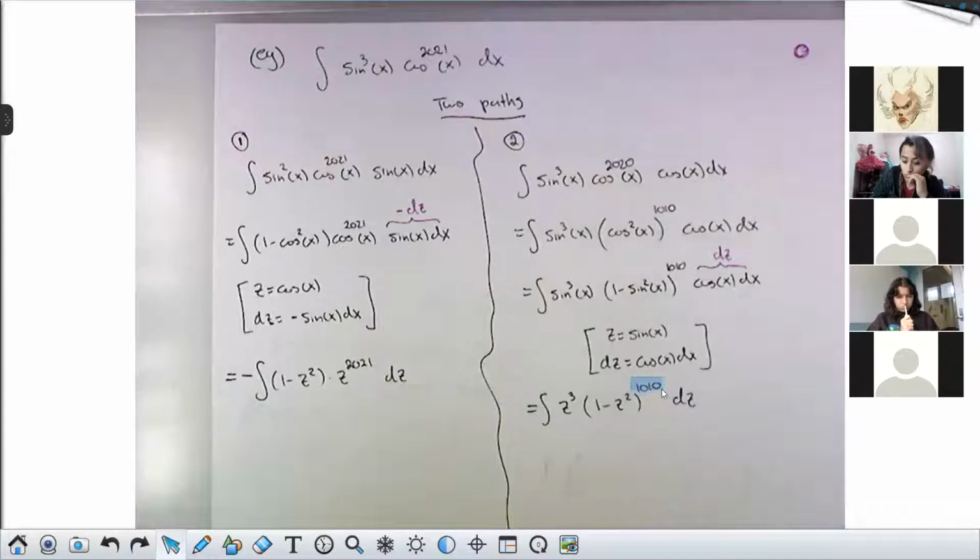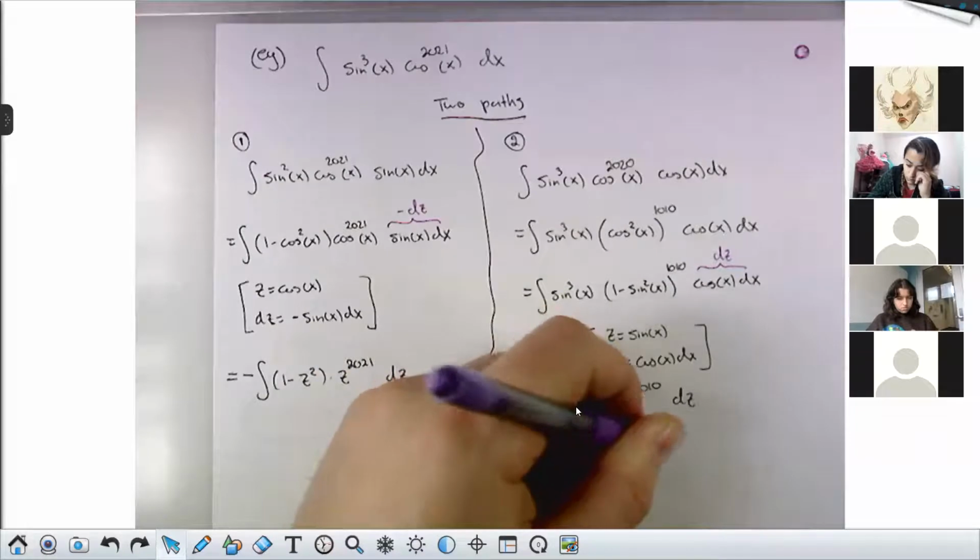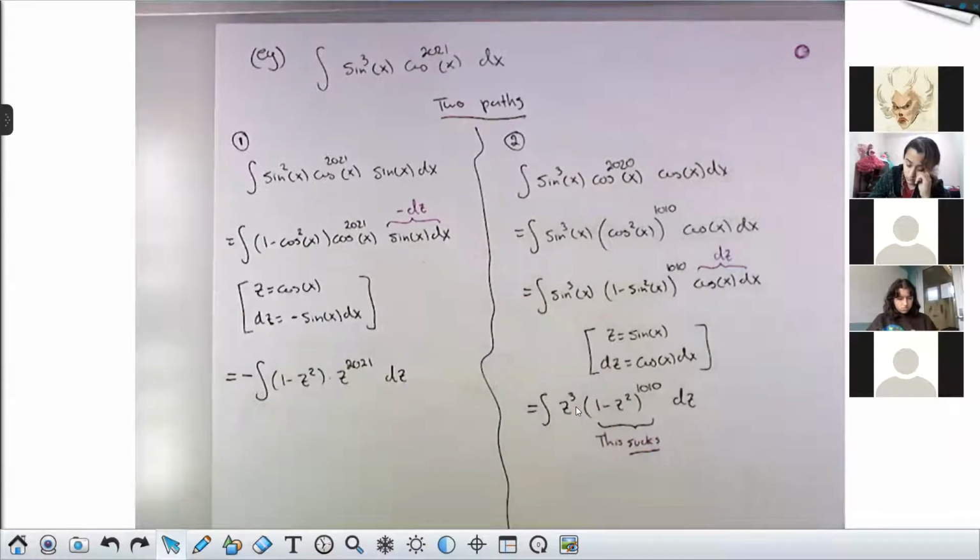Yeah, it has something to do with this power. Now I've got a big power over here too. So why is this power bad news and this power not bad news? So we're correct that this sucks. We really don't want to do that.